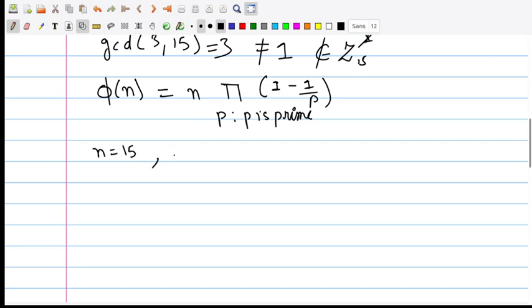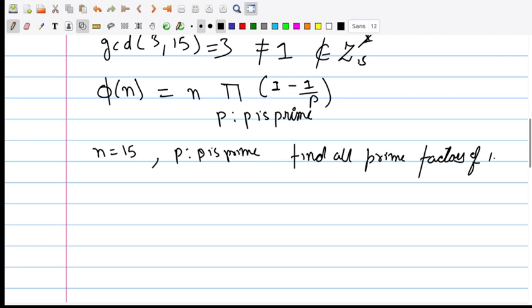Now when I say p is prime, what I mean by that is find all prime factors of 15. So let us try to find the prime factors of 15. What are the prime factors of 15? Well, if we compute the LCM of 15, this is what we get, which is basically 3 into 5 into 1 is 15.